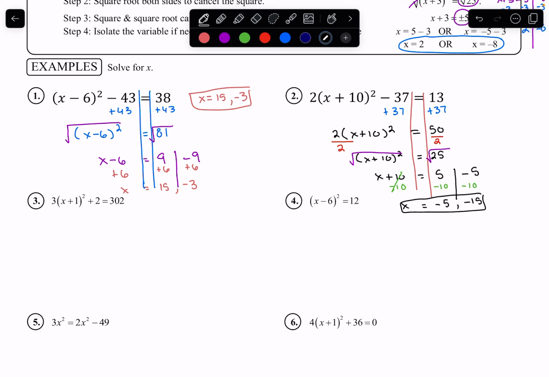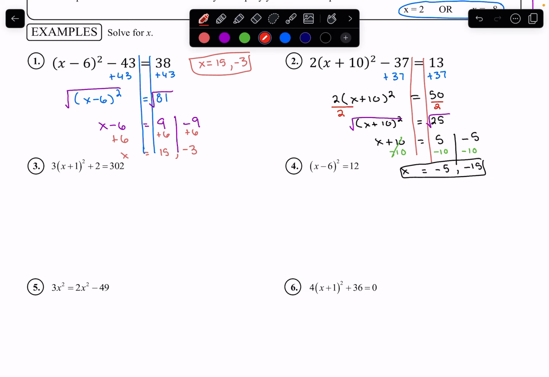All right, let's jump over to example number 3. We're just going to keep going. I know it's a little bit new, a little bit crazy, and you'll be just fine. We just got to practice a few. So this one looks a lot like the one I just did. I've got a x plus 1 that is stuck inside parentheses. So I've got to get rid of the square, but I can't get rid of the square because there's a multiply and a plus on the outside.